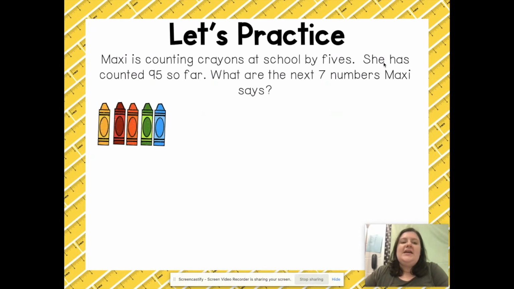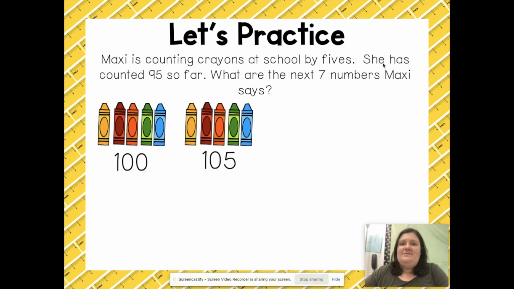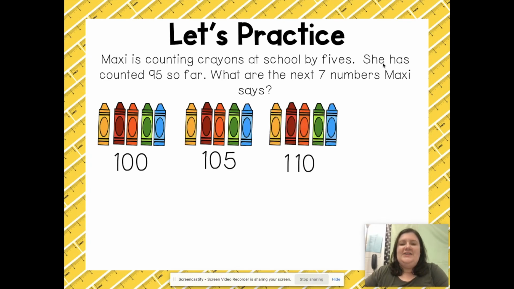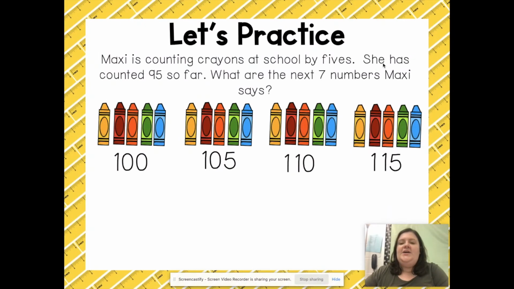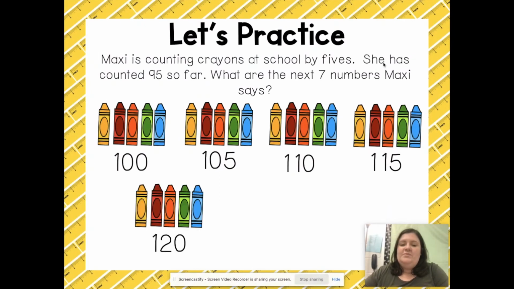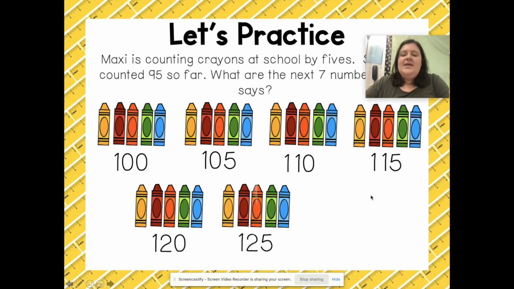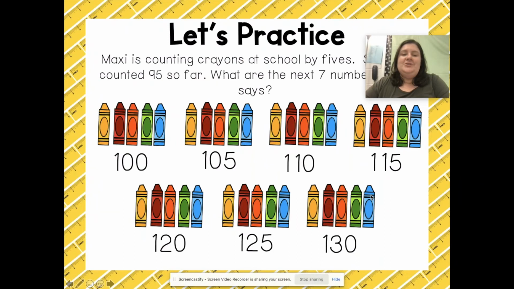So she's starting at 95. So I'm going to go from 95 to 100. 5 more would be 105. 5 more would be 110. 5 more would be 115. 5 more would be 120. 5 more would be 125. And 5 more would be 130.